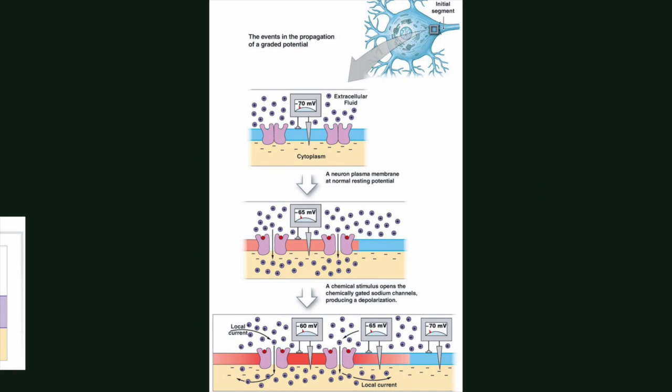So graded potentials are short-lived and they are local changes in transmembrane potential. At rest, a cell's chemically gated sodium channels are closed. As you can see here, the channels are closed, no ions are flowing. When a neurotransmitter binds to a chemically gated sodium channel, as you see here, it opens and positive sodium ions enter, and then these sodium ions spread out and generate a local current.